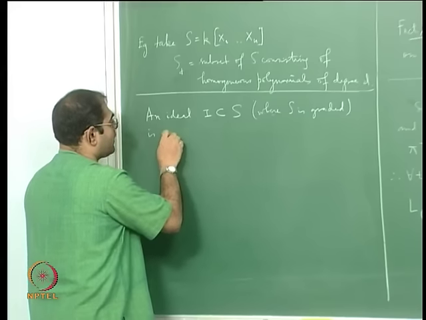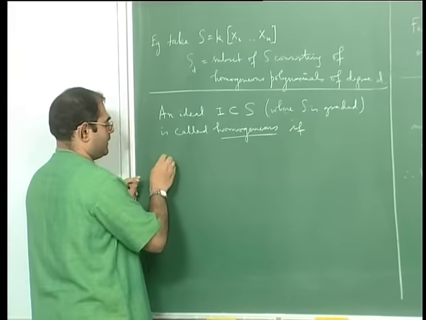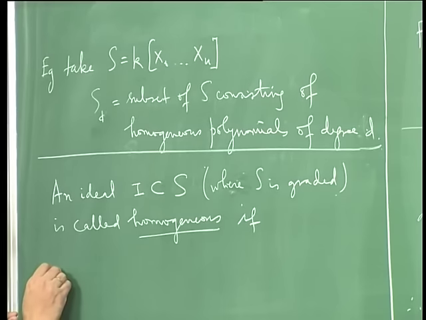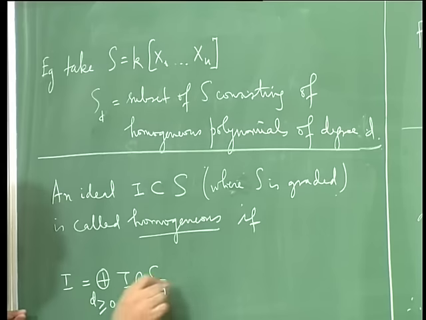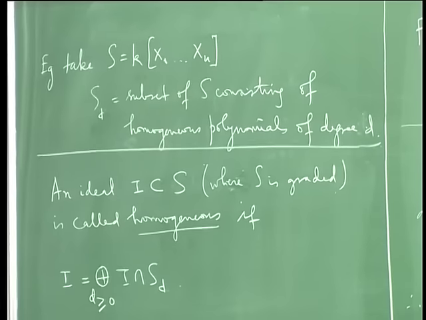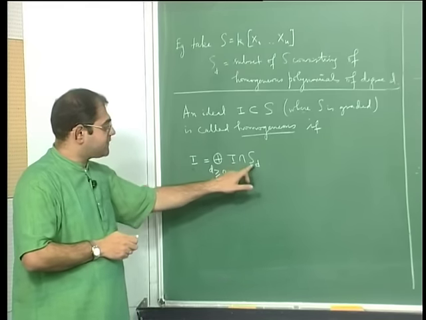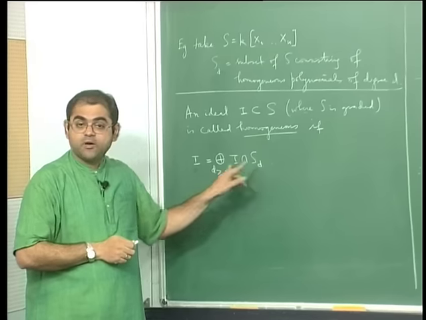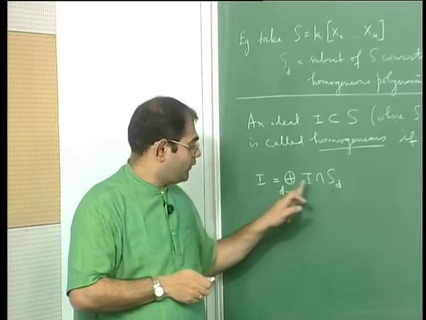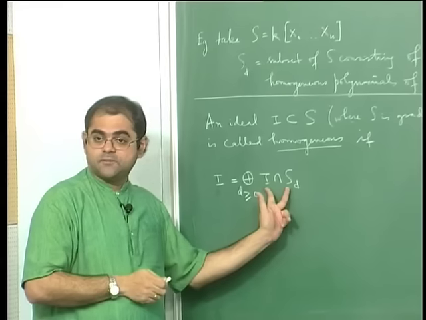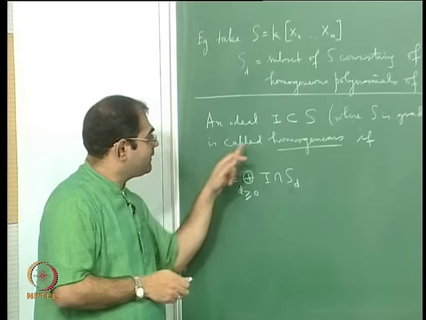An ideal I in S is called homogeneous if I equals the direct sum over d of I intersection S_d. Okay, so look at this definition of what a homogeneous ideal is. So the definition is, you take the ideal, you intersect it with S sub d. When you intersect the ideal with S sub d, what you get is, mind you, not an ideal, because you are only intersecting with the additive subgroup, and the ideal is also an additive subgroup, therefore the intersection is again an additive subgroup, therefore each of these is an additive subgroup of the additive group underlying the ring S.